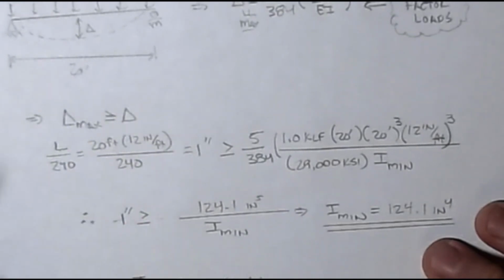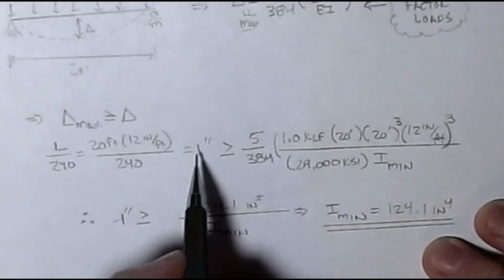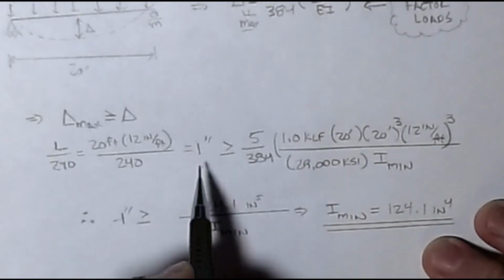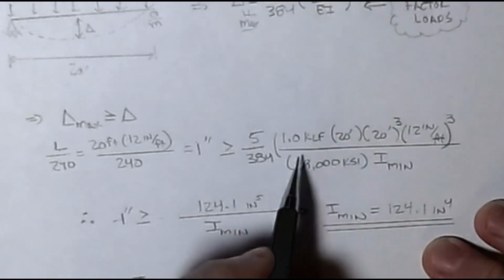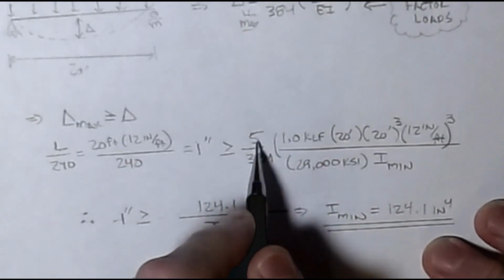Okay, that preserves our small displacement theory, and things remain small, and we won't violate our assumptions that we talked about earlier. So we're going to say then that 1 inch, this is the maximum, has to be greater than or equal to the actual displacement that comes from the beam that we choose and the loads that are on it. So I compare that to 5 over 384.